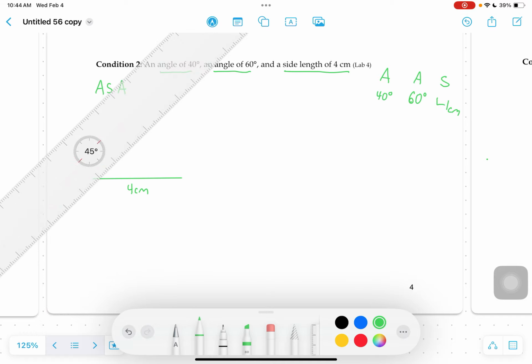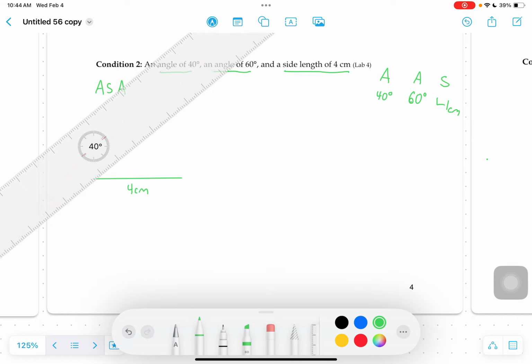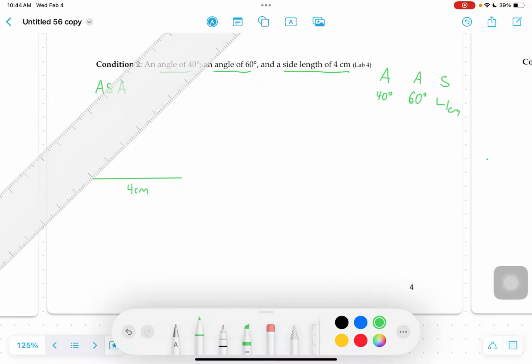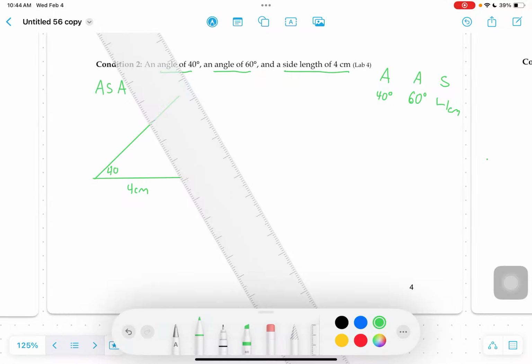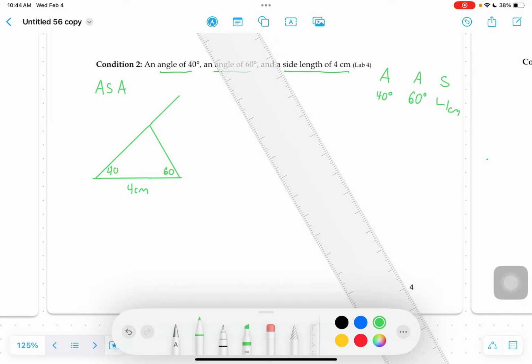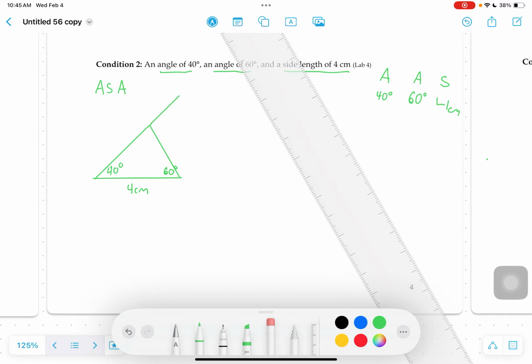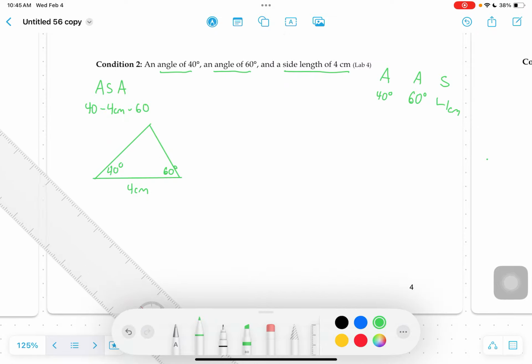And then I'll draw one angle on one side. I don't know where it'll connect, so I'll draw more than what I need. And then I'll draw the other angle, 60 degrees, on the other side. This is one of the options for our triangle. We can see that we have the angle 40 connected to the 4 centimeter side, connected to the 60. If I swap the order, I would just be creating a flipped around triangle. So that is the only triangle in this formation.